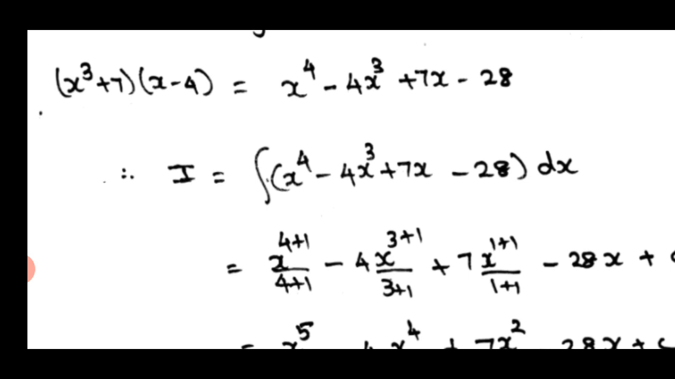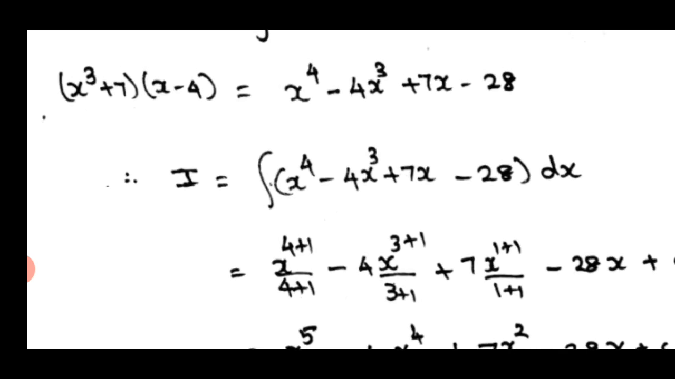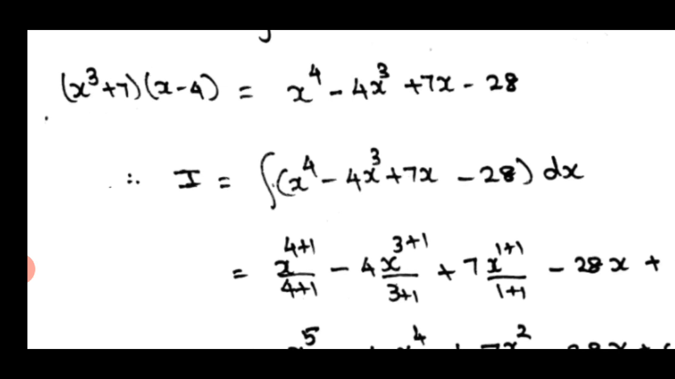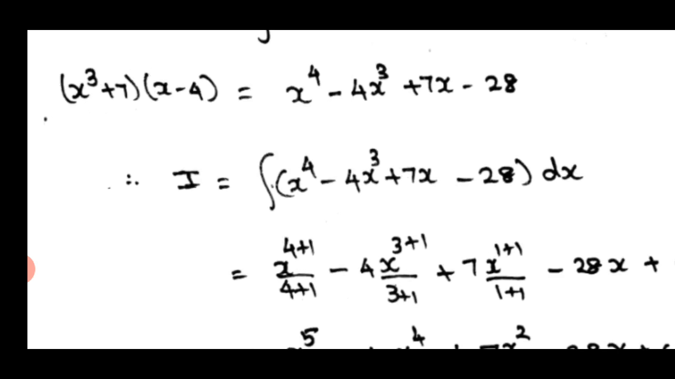Now we have to integrate each and every term. We have 4 terms in the integral. First, x power 4. We know the formula for x power n. When you integrate x power n, integral x power n dx is equal to x power n plus 1 by n plus 1. So what is the power of x here? First term, x power 4. So x power 4 plus 1 by 4 plus 1.